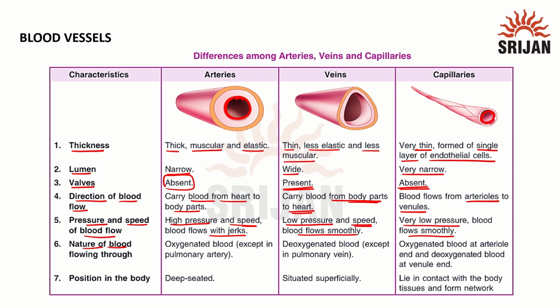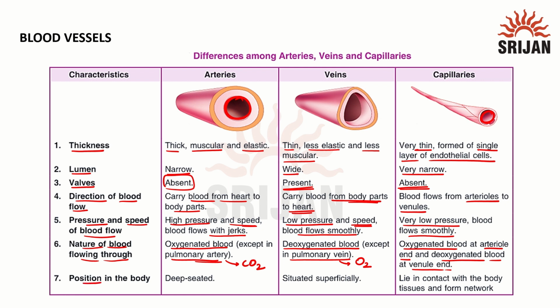Next is the nature of blood flowing through it. Arteries generally transport oxygenated blood except for pulmonary artery, which is carrying deoxygenated blood. Veins carry deoxygenated blood except for pulmonary vein, which is carrying oxygenated blood from the lungs. Now capillaries have both: oxygenated blood at arteriole end and deoxygenated blood at venule end.